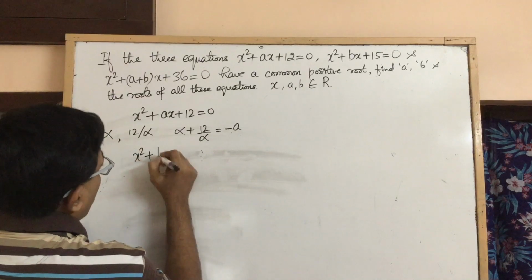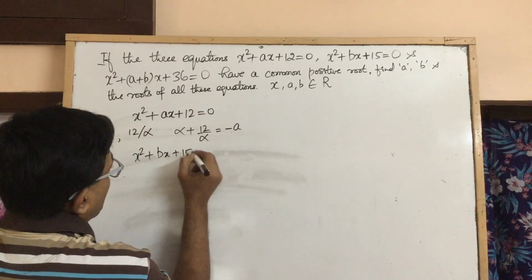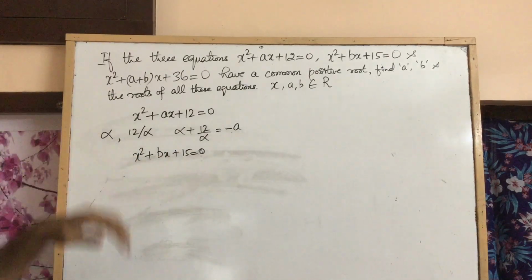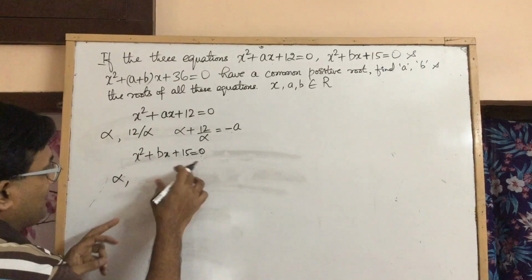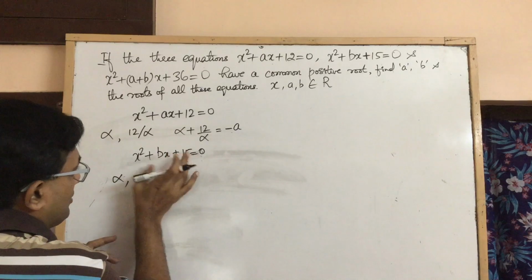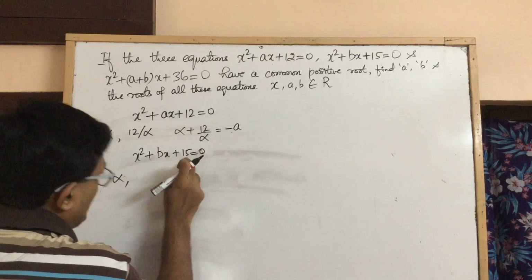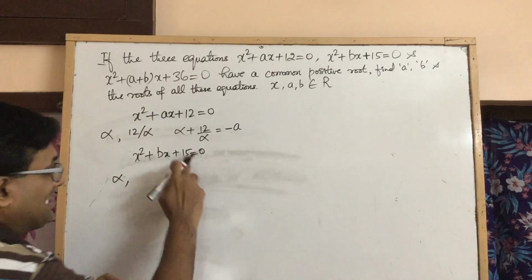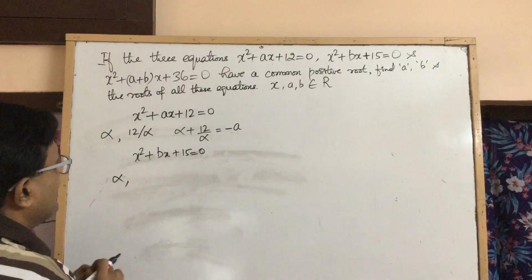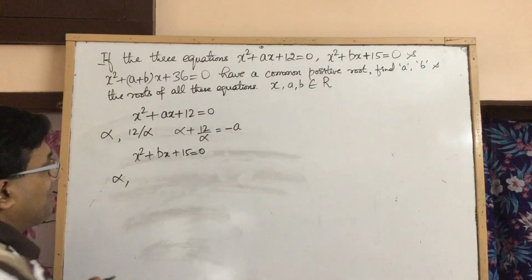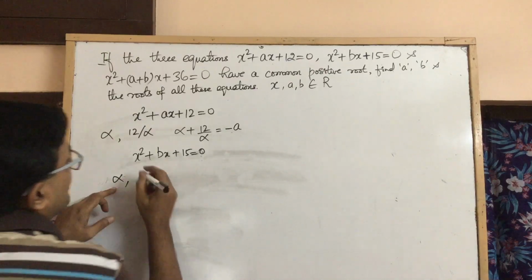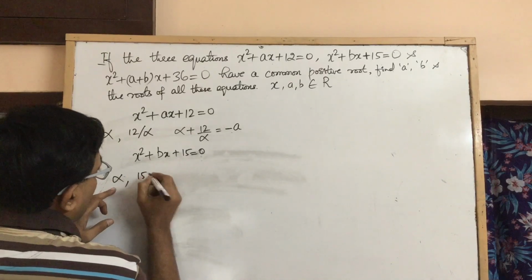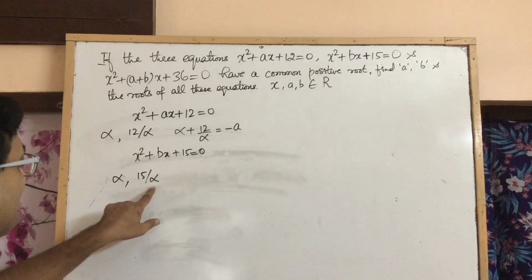x squared plus bx plus 15 is equal to 0. Let's assume that alpha is a common root. There's nothing wrong with that. Then the other root of this equation would be, because the product of the two roots of this equation would be 15 divided by 1, c divided by a, the constant term divided by the coefficient of x squared. So if the common root were alpha, then the other root would be 15 divided by alpha.